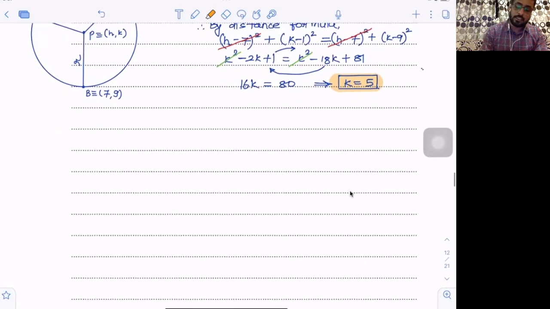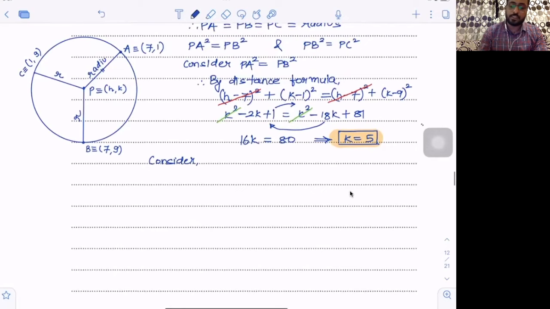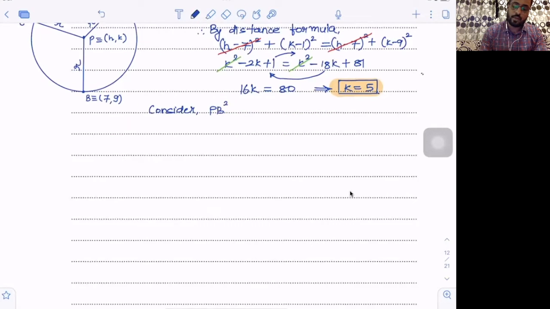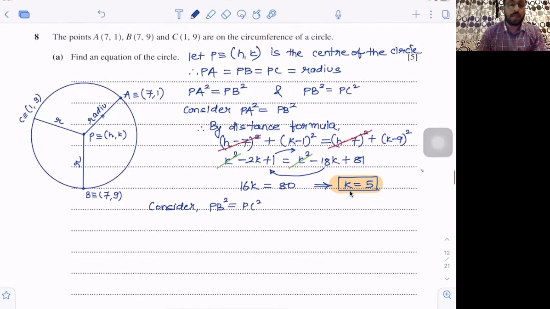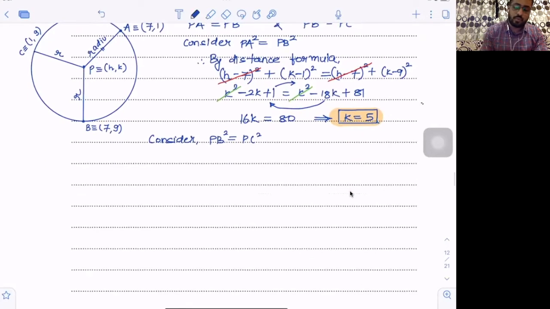So now let's consider PB square and PC square. PB square is equal to PC square. Again, I'm going to make use of the distance formula. There is no need to write it now. PB square will give me (h minus 7) the whole square plus (k minus 9) the whole square, which is equal to PC square. PC square is (h minus 1) the whole square plus (k minus 9) the whole square.